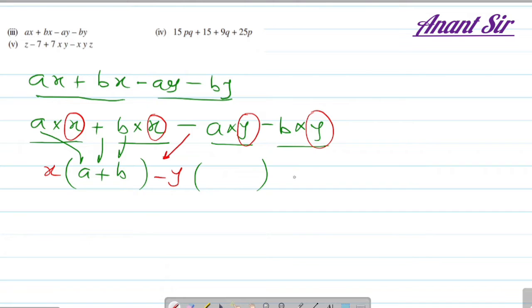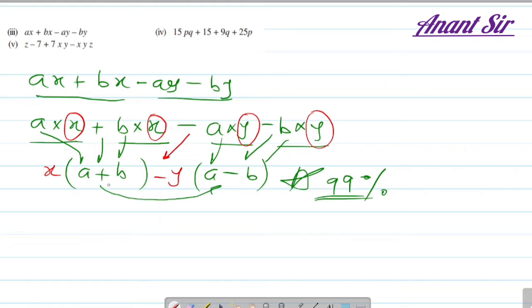Okay. Now, what remains in the bracket? This is the very important step. This is where 99% of students are going to make a mistake. What they do is they write this as a minus b. And now you see the two brackets are not the same. So we are going to get the answer wrong. As I told you previously also, these two brackets must be the same. The terms are the same, a and b; the only difference is the first bracket has positive, the second has negative.